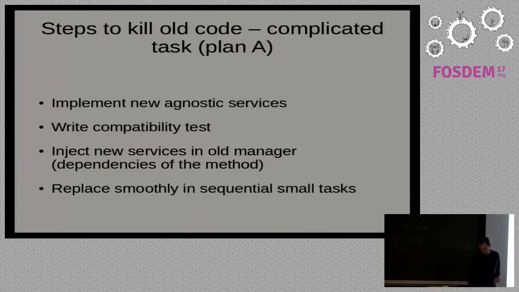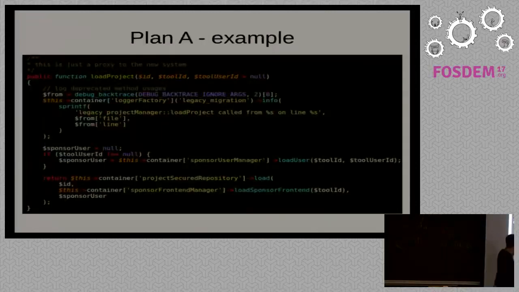So I have an example here. I have my method to kill, so that's legacy code, and in it I just use the new service, and as I have a compatibility test and I have foreseen all possible scenarios, I know I will not break anything. So I can just replace smoothly. Like I put a release with this in the code, maybe it will not be used anywhere. And then in other releases, I just replace the calls.